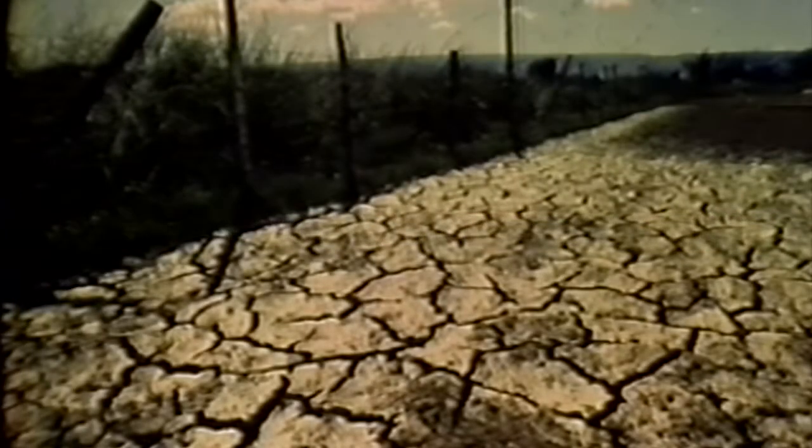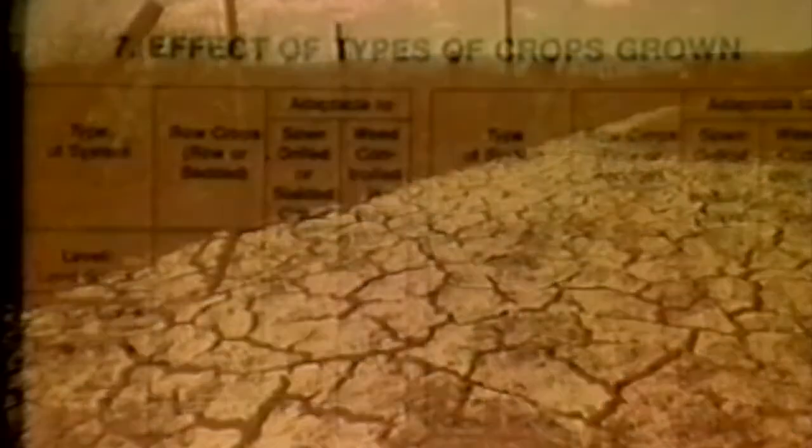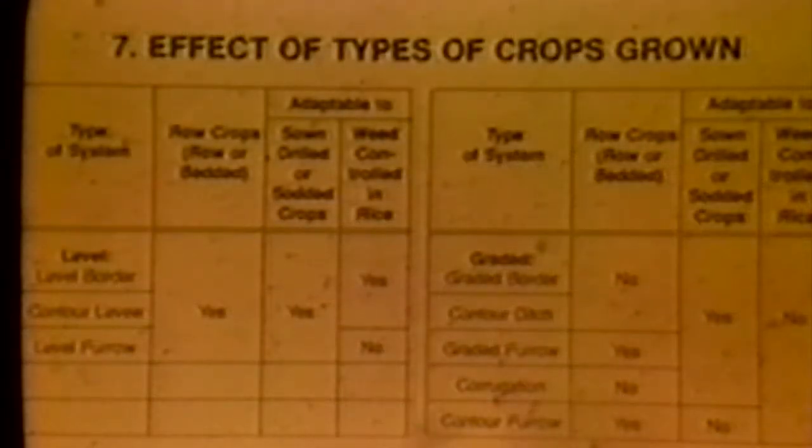There are two special soil conditions that will affect the selection of a surface system. They are soil that has a tendency to bake and crack, and soil that has a high salt content. If the soil is fine textured and tends to bake and crack, use the level furrow or level border system. If the soil has a high salt content that needs to be leached away, the level border and contour levee systems are most effective. The crops grown and cultivating practices used will help determine the type of surface system to use.